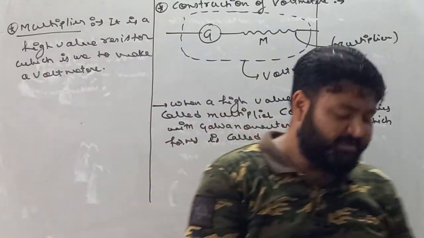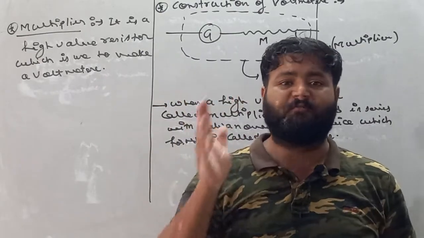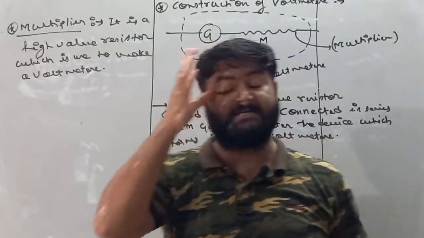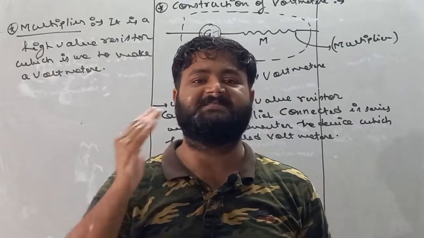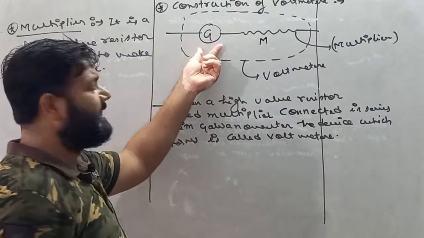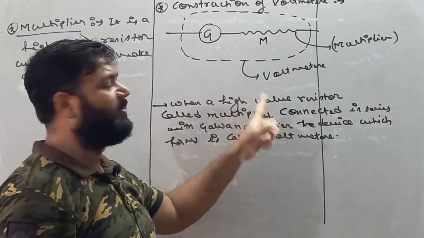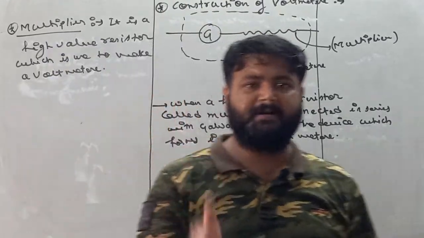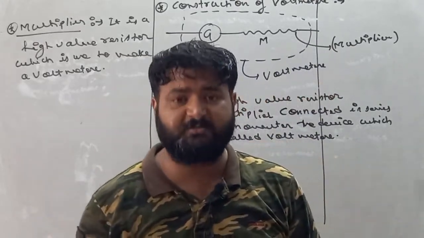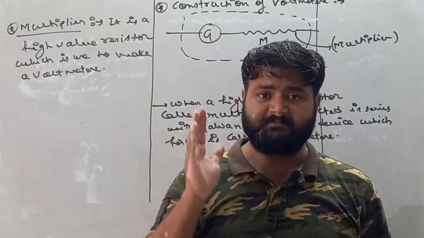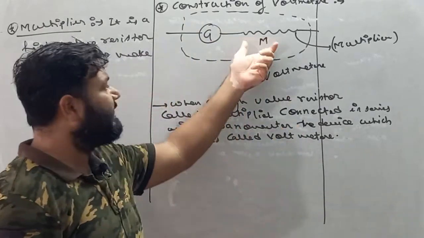So remember, my dear student, we have to increase the resistance of galvanometer for making voltmeter, because voltmeter is a device which is used to measure the potential difference, and we know that a good potential measuring device is one whose resistance is high. So what we'll do, we'll make a series combination of galvanometer with multiplier. The combined device which forms is called voltmeter. Remember, a good voltmeter, or we can say a good potential measuring device, is one whose resistance is very high.